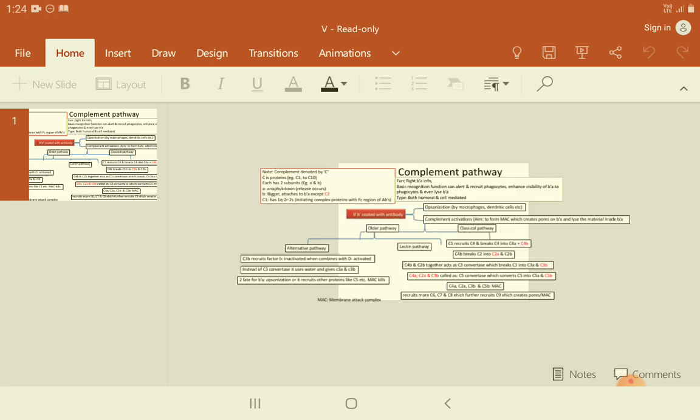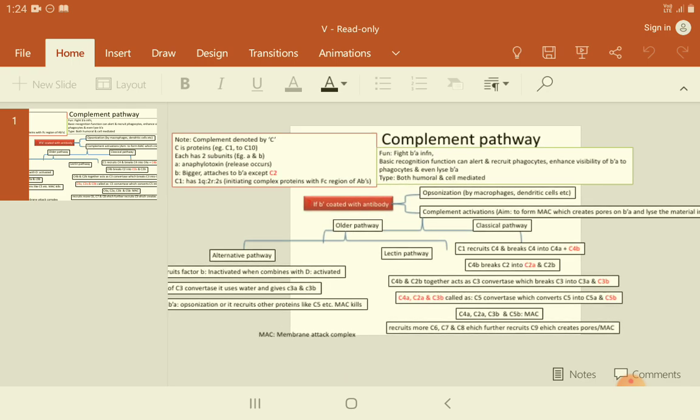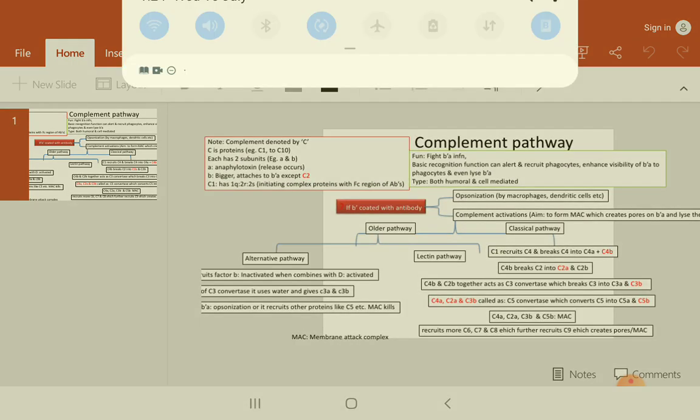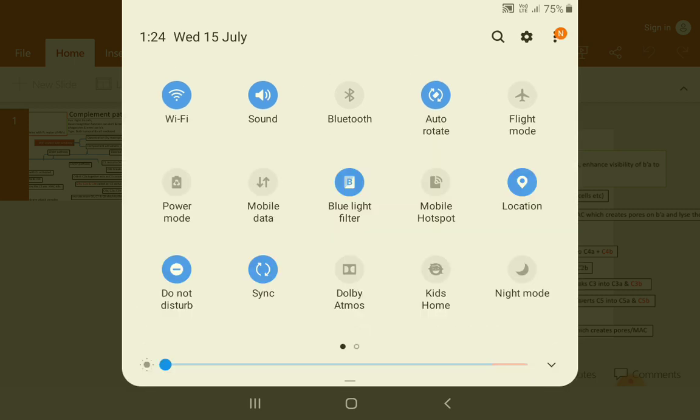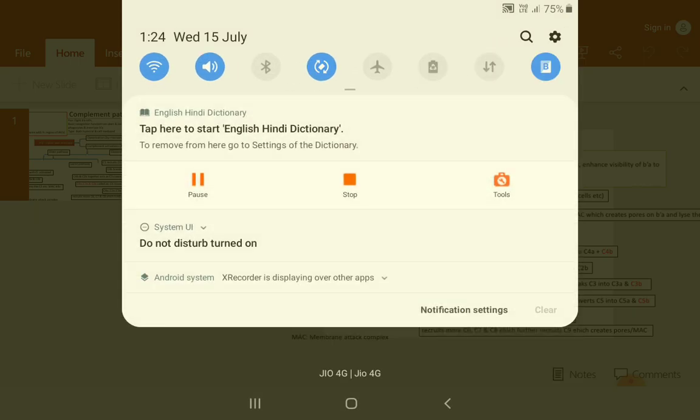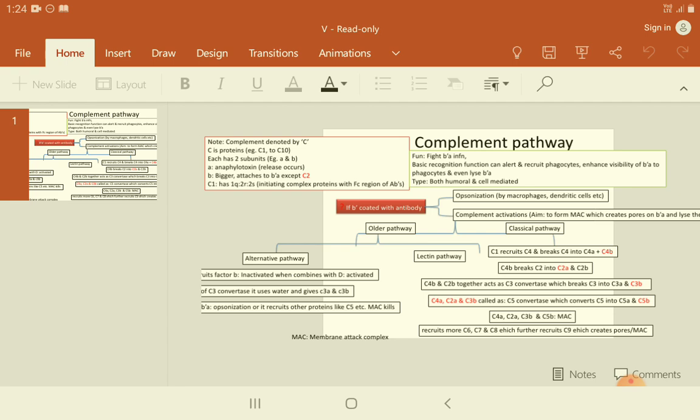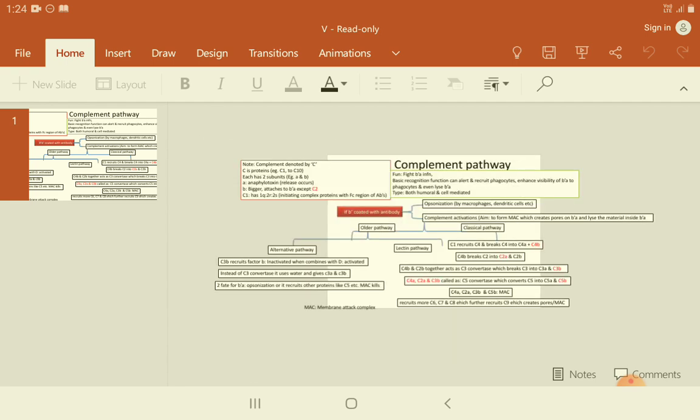Now we'll see the alternative pathway. In the alternative pathway, C3B plays the major role, which recruits factor B, because C3B along with factor B is inactive, but when it combines with D, then it gets activated.